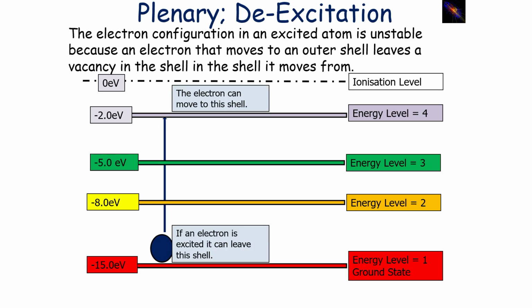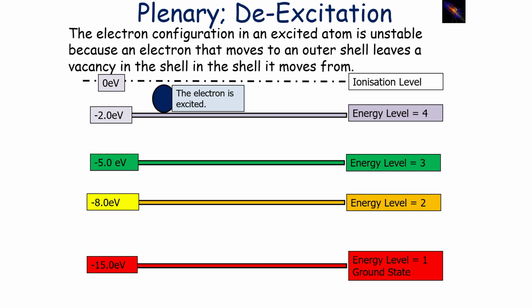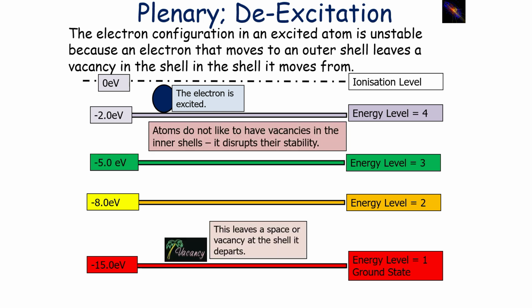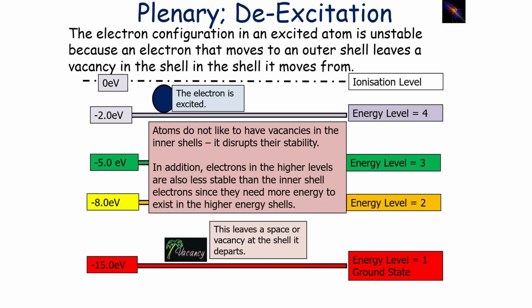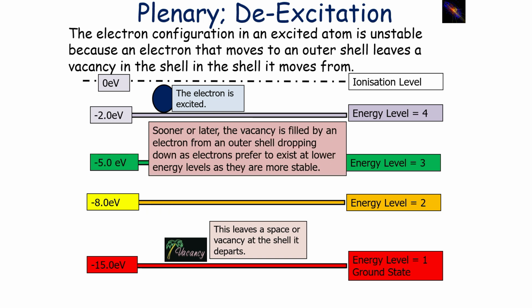Now it's important to note that an electron is excited when it can leave a shell and move to a higher shell, such as this example, but if it does so, it then leaves a space or vacancy at the shell it departs. So atoms don't like to have vacancies in their inner shells. It disrupts their stability, and in addition the electrons in the higher levels are less stable than the inner shell electrons, as they need more energy to exist in these levels. So sooner or later the vacancy is filled by an electron from an outer shell dropping down, as the electrons prefer to exist at lower energy levels as they are more stable.